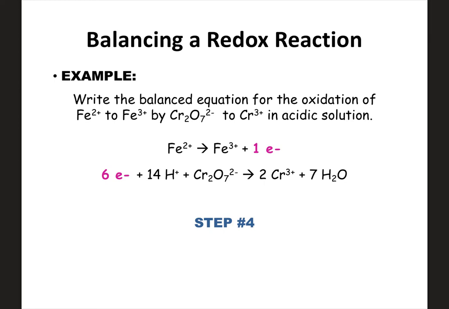So now when we do the second one here, I can see I have 14 H+, so that's 14 positive alone just from the hydrogen. And then for the Cr2O7, that's 2-. So my overall charge on this side, 14+ plus 2-, well, that's 12+.